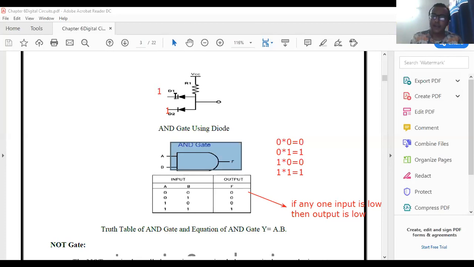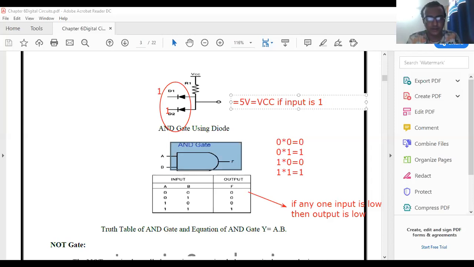So the diode acts as a reverse bias. I have mentioned it here. So the direct supply voltage is obtained at the output. VCC equal to 5 volt, if the input is 1 1. So it is the correct explanation of AND gate.